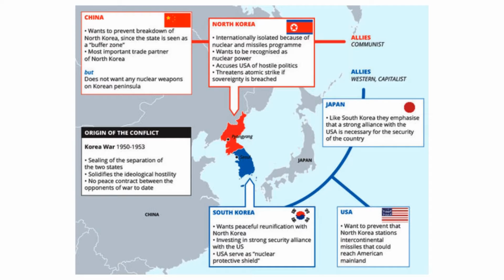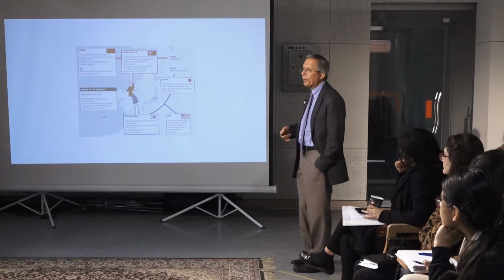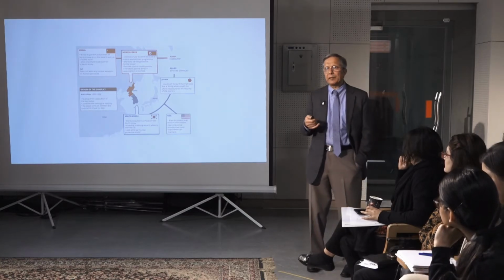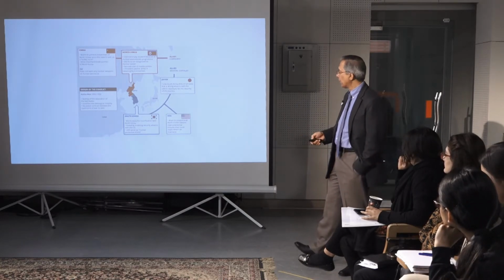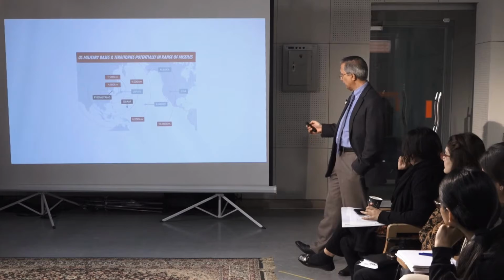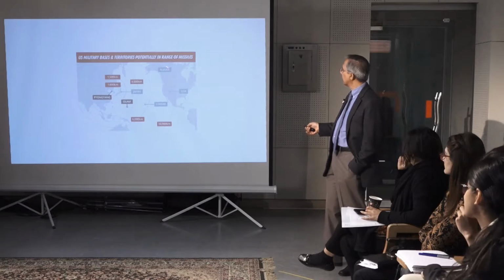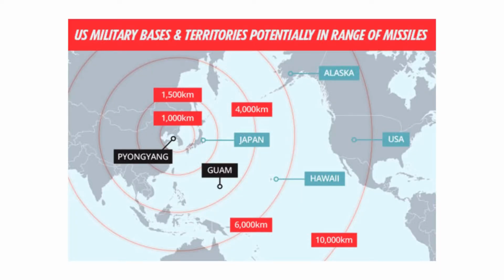And here somewhere is Guam Island, an island where the Americans have their military base, from where they can fly their reconnaissance planes. Here we have Guam, you see. Here is Japan. Here is Pyongyang, the North Korean capital. And this is Hawaii, Alaska, USA. So they have missiles which have ranges of more than 10,000 kilometers.